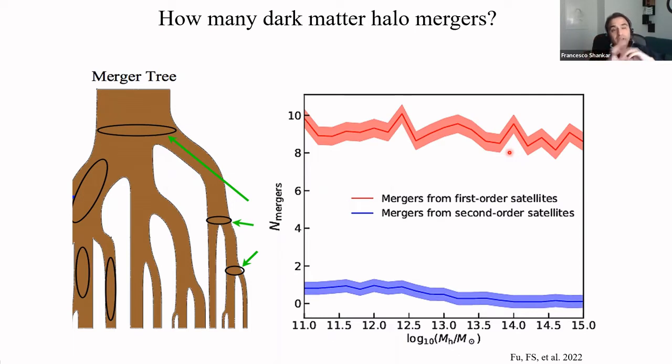So before talking about baryons, before talking about galaxies, can we answer the question, how many mergers do you expect from dark matter itself? This is an answer that, again, we can get using N-body simulations or analytic models. This is the result that we have retrieved using DREAM. DREAM follows the merger trees of dark matter, and this is a merger tree where there are no galaxies, there is only dark matter.